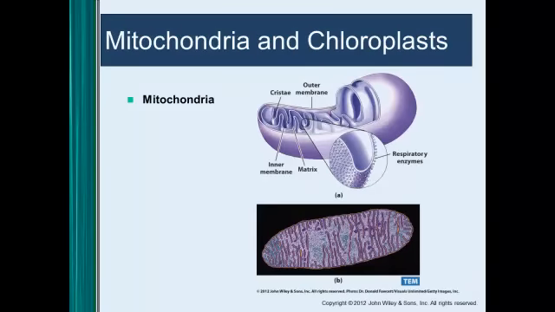Now, mitochondria are known as the powerhouses of eukaryotic cells, and these are exceedingly important organelles. They can be quite numerous in some cells and can even make up as much as 20% of the whole cell volume. Mitochondria are complex structures about 1 micrometer in diameter with an outer membrane, an inner membrane, and a fluid-filled matrix inside the inner membrane.